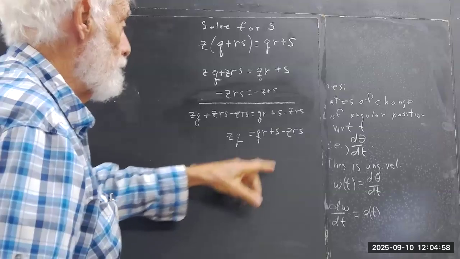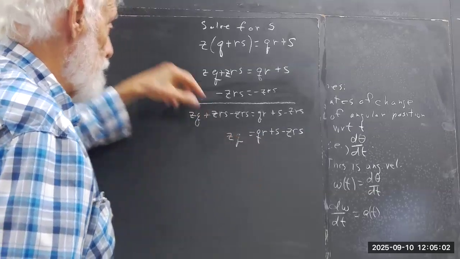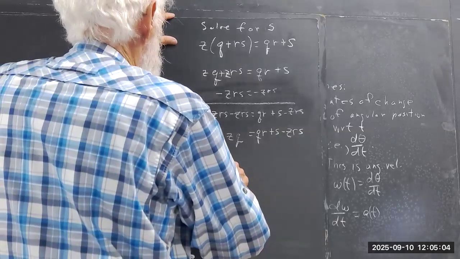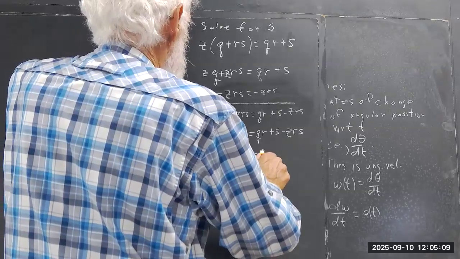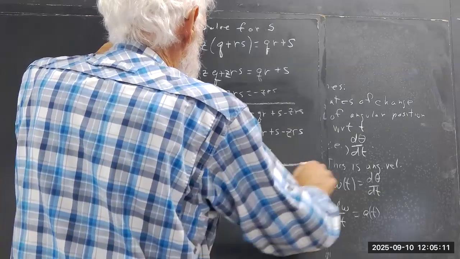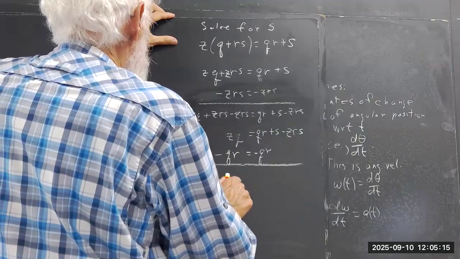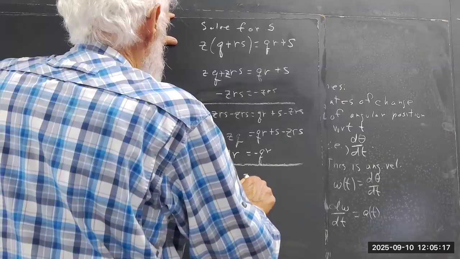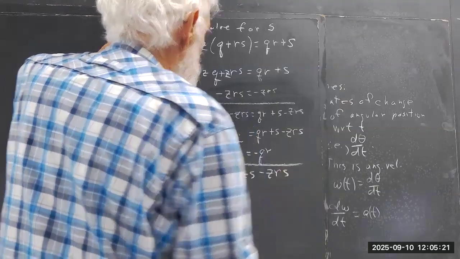Next thing we want to do is make sure there's nothing that doesn't have an S in it on this side. And that's going to be subtract QR from both sides. Or subtract the equation negative QR, or add the equation negative QR equals negative QR, which gives us ZQ minus QR equals S minus ZRS.